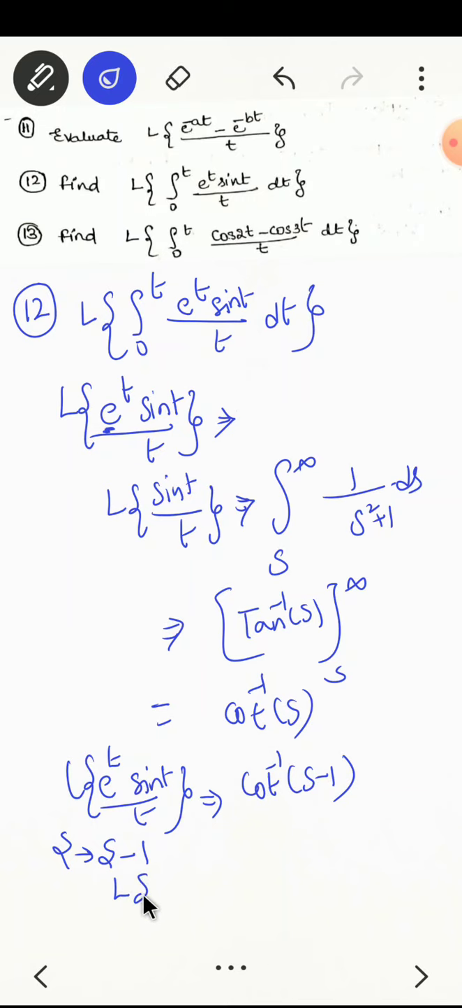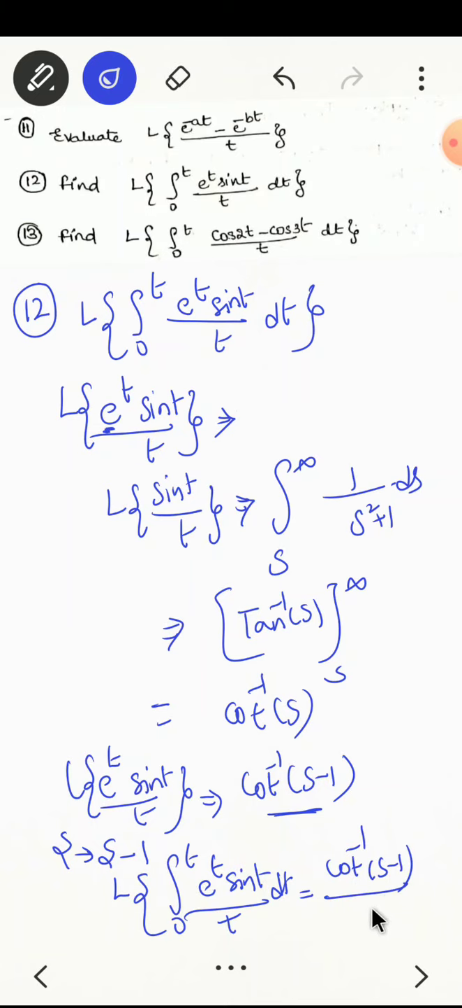And finally what we have to do? The integral from 0 to t of e power t sin t by t dt. So we have found the value up to this point. Then the integral means one integration, so divide by s, F of s divided by s. So this is the answer.